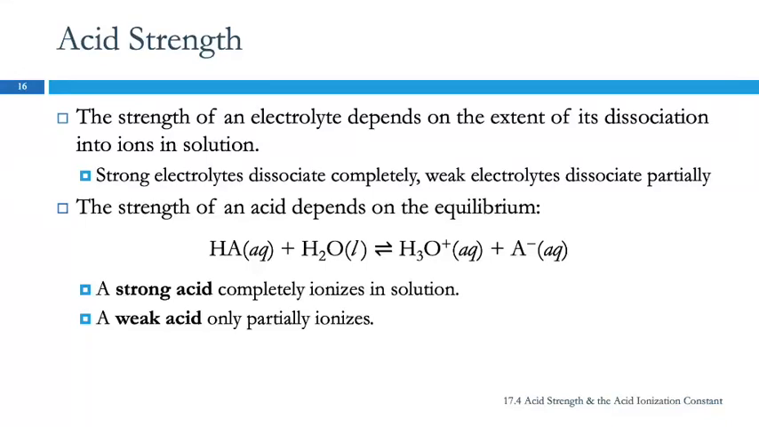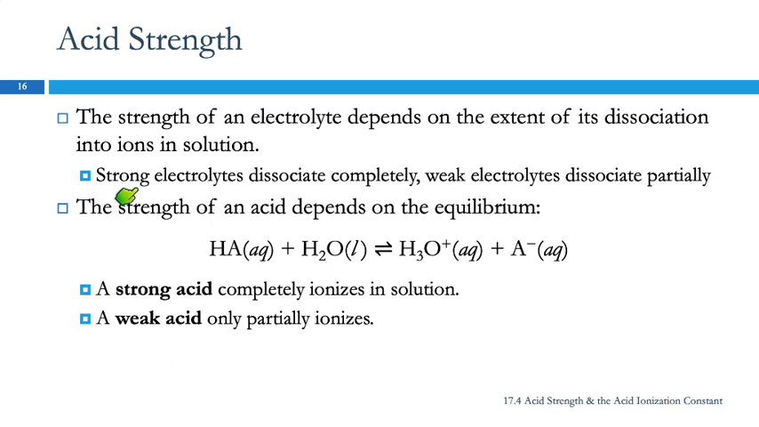Acid strength. You learned about strong and weak acids in Chem 1A in a very general way. The strength of an acid, the strength of an electrolyte, depends on how far the dissociation happens. And so now we know a lot more about equilibria, right? We know that you can have an equilibrium that's like half and half, or one that's almost entirely to the products, or one that hardly goes to the products at all.